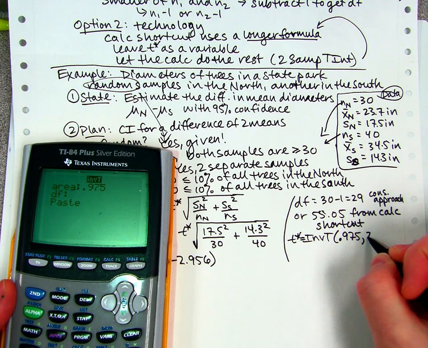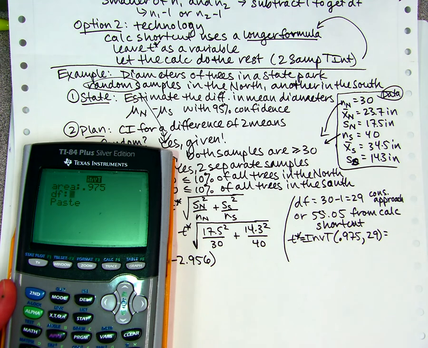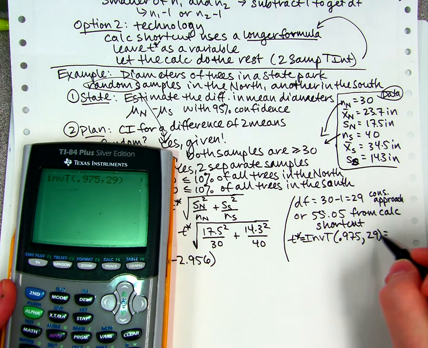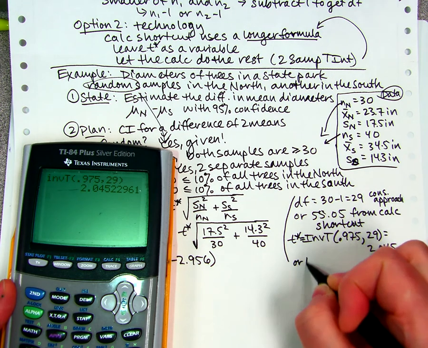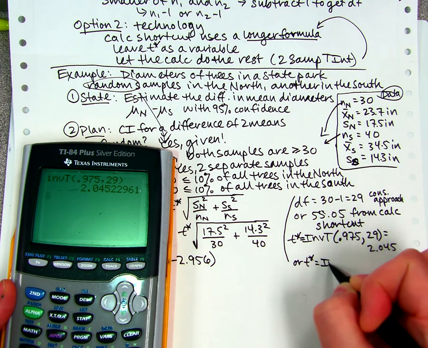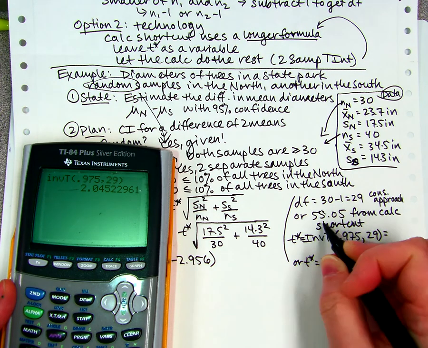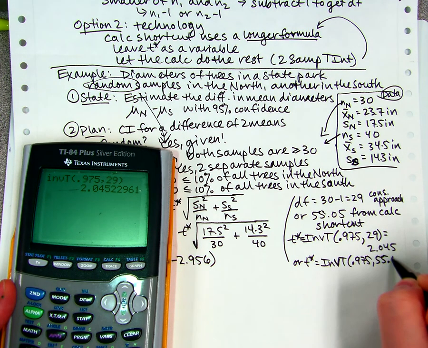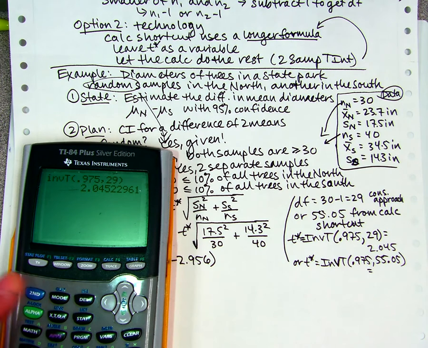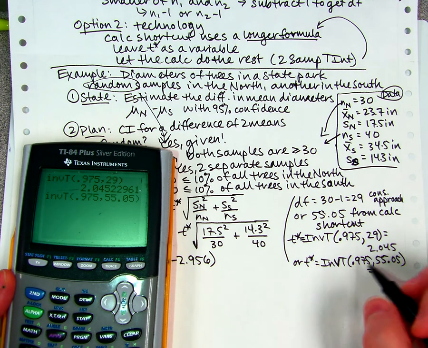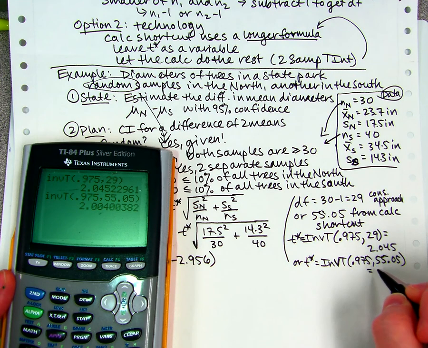If I do 29, I get a T star of 2.045. Or I could do T star inverse T of 0.975, and I'd plug in that weird DF value that the calculator found, 55.05, then I get 2.004. That's going to make a difference in my answer.